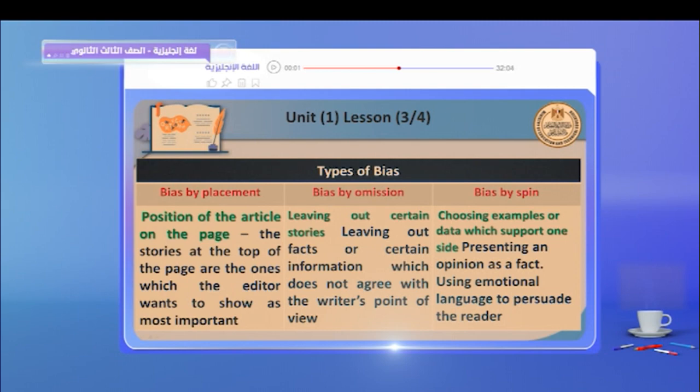Presenting an opinion as a fact: we can show that this is an opinion, but the writer presents it as a fact. Using emotional language to persuade the reader: I can use emotional language to persuade the reader, like saying angry, or saying, for example, that the people are sad for losing something. So I'm playing with the words to show that there is a negative or bad feeling, especially regarding emotions.